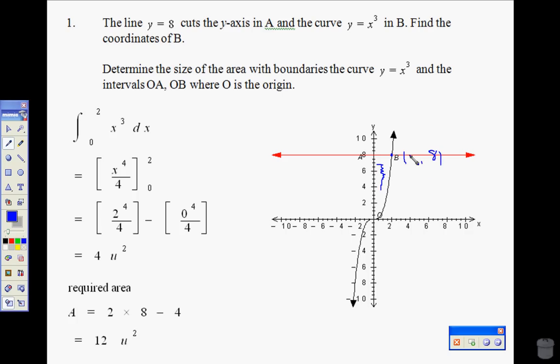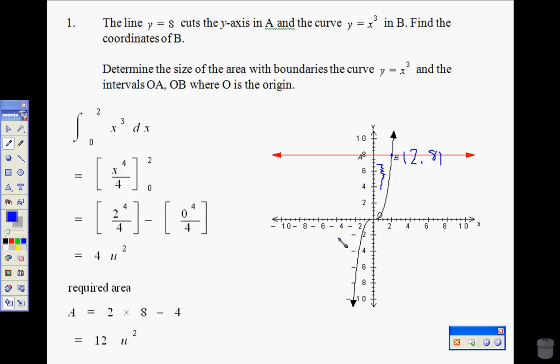So the x value, when y is equal to 8, x would have to be equal to 2, because the cube root of 8 is 2. So we can see that's where it's going to exist. If we find the area under the curve y equals x cubed from 0 to 2, again integrate and substitute our values, it's going to give us 4, so the area here is 4.